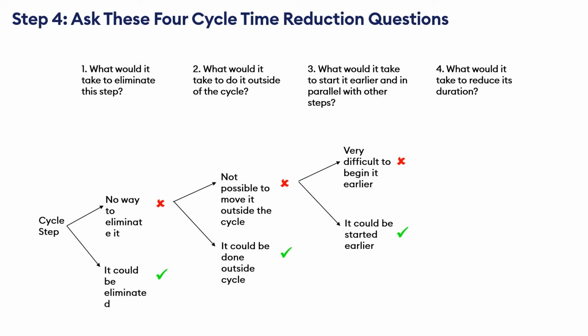The third question is, what would it take to begin the step sooner, potentially in parallel with the step before it? Here, we are challenging the idea that a step is dependent on all prior steps being finished before it can begin. This is not always required, as you'll soon see for our Boxformer. Finally, if there don't seem to be any feasible opportunities to eliminate, externalize, or advance the step, you move on to the fourth question. What would it take to reduce the step's duration?